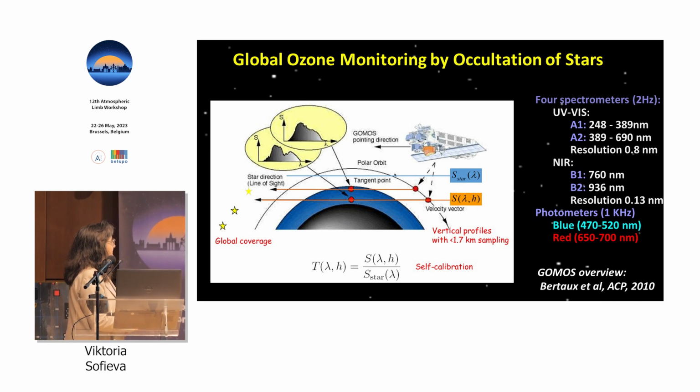Stellar light observed through the atmosphere is divided by stellar spectra observed above the atmosphere, and we get transmittance spectra, which are the basis for retrievals of trace gases from occultation instruments. GOMOS is equipped with UV and visible spectrometers, near-infrared spectrometers, and two fast photometers operating in blue and red wavelength ranges.